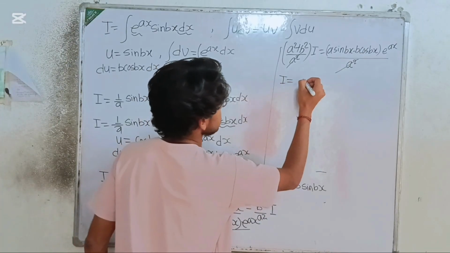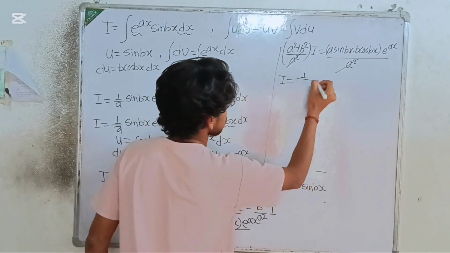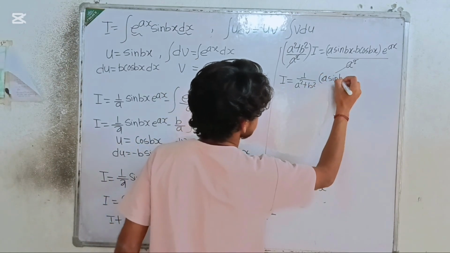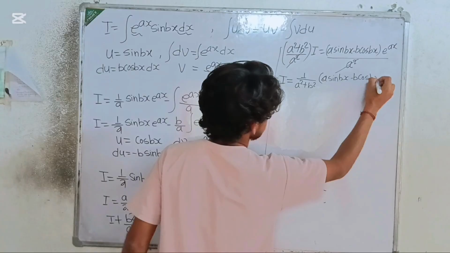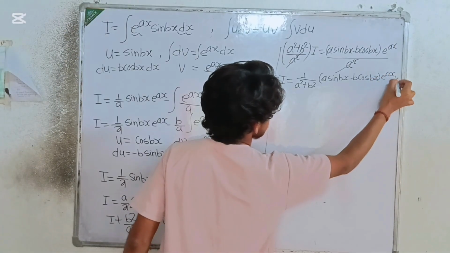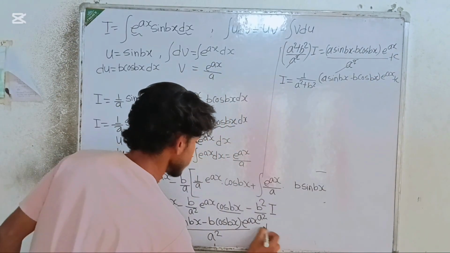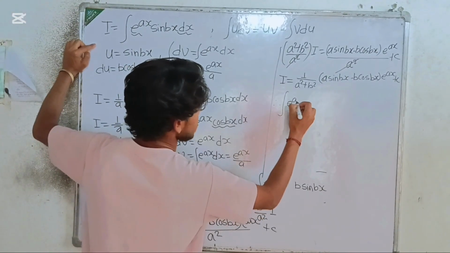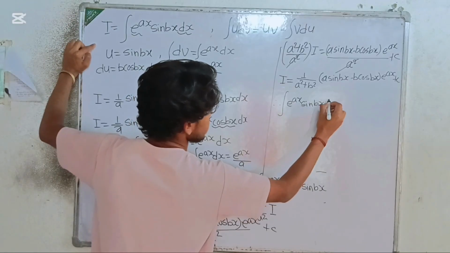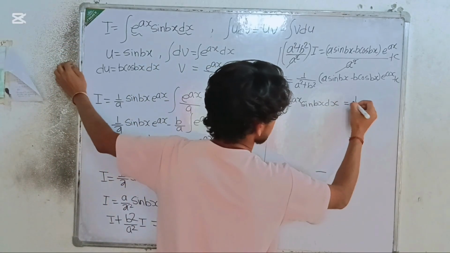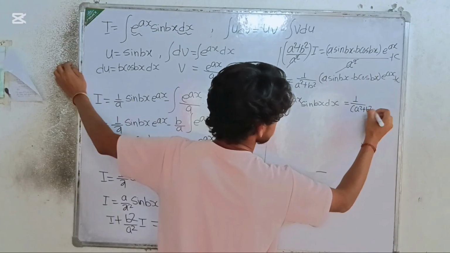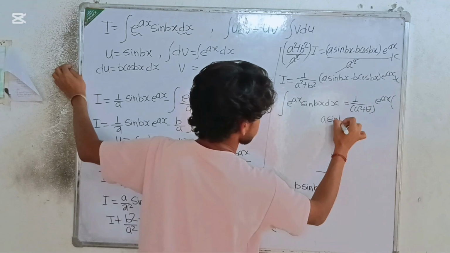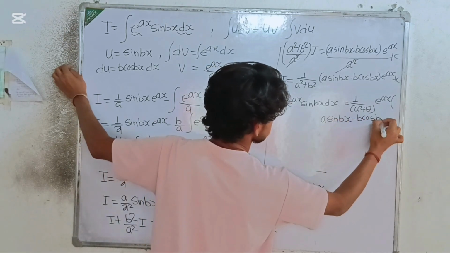Finally, I is 1 over a squared plus b squared, times a sine bx minus b cos bx, times e to the ax, with some constant c. So at the end we found that the integral of e to the ax sine bx dx is 1 over a squared plus b squared, times e to the ax, times the bracket a sine bx minus b cos bx.